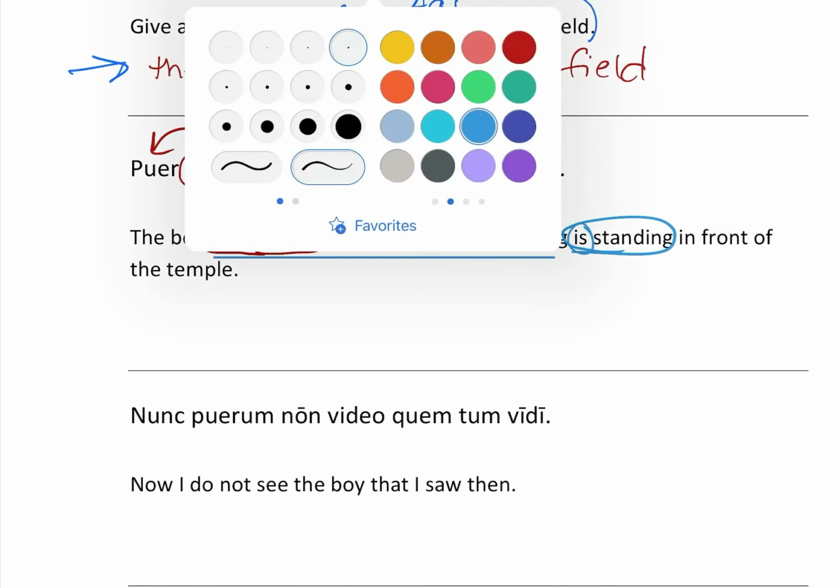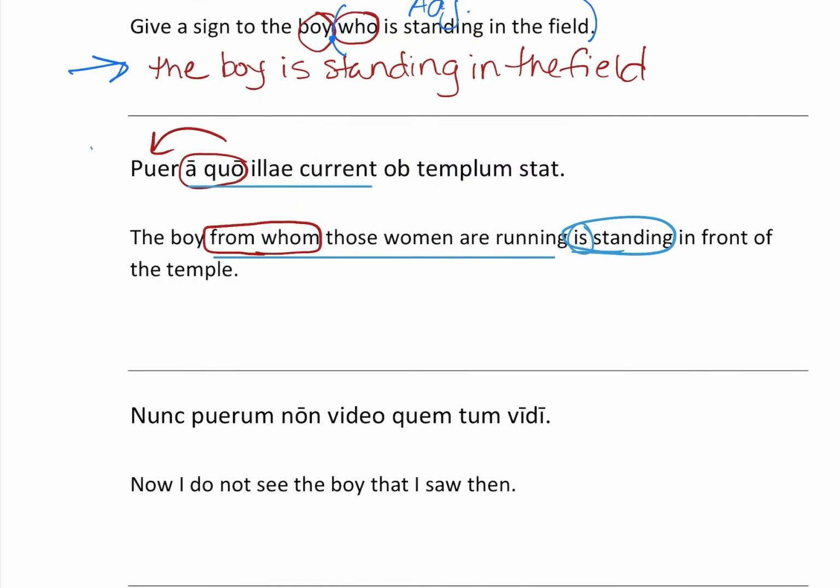Okay, so puer clearly is, I'm going to stay with blue, nominative singular in this case. What about a quo? A or ob takes the ablative. So here it is the ablative singular, which is why we have to translate it with by, with, or from. All right? And if you look at your chart, it says ablative with a preposition, and it's either whom or which, and which doesn't make a lot of sense when we're talking about people.